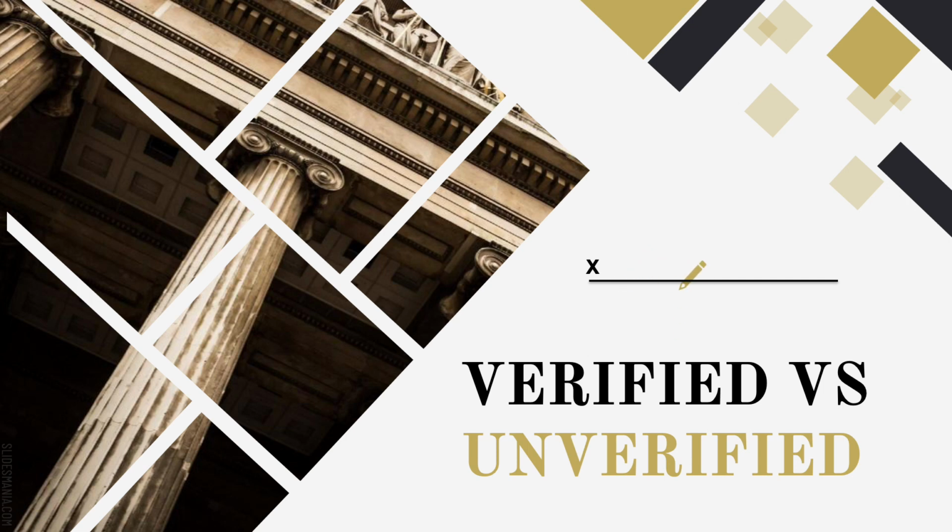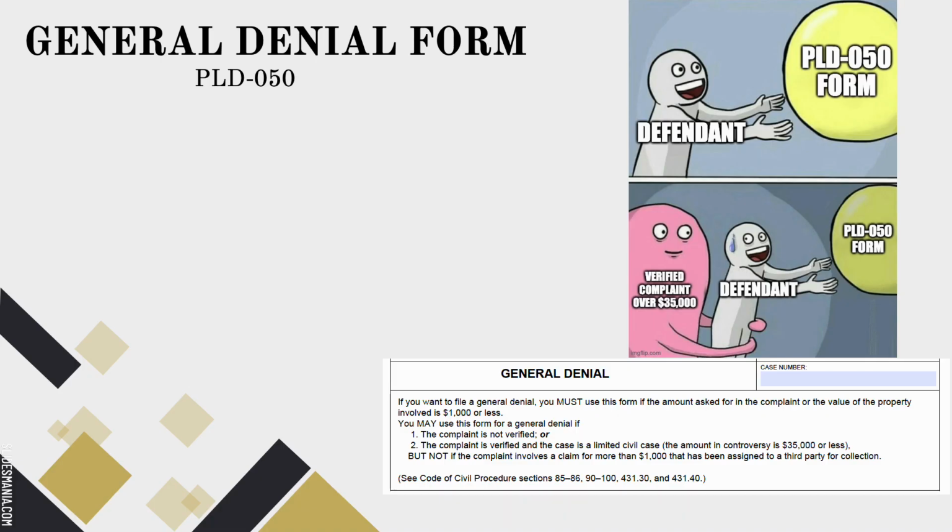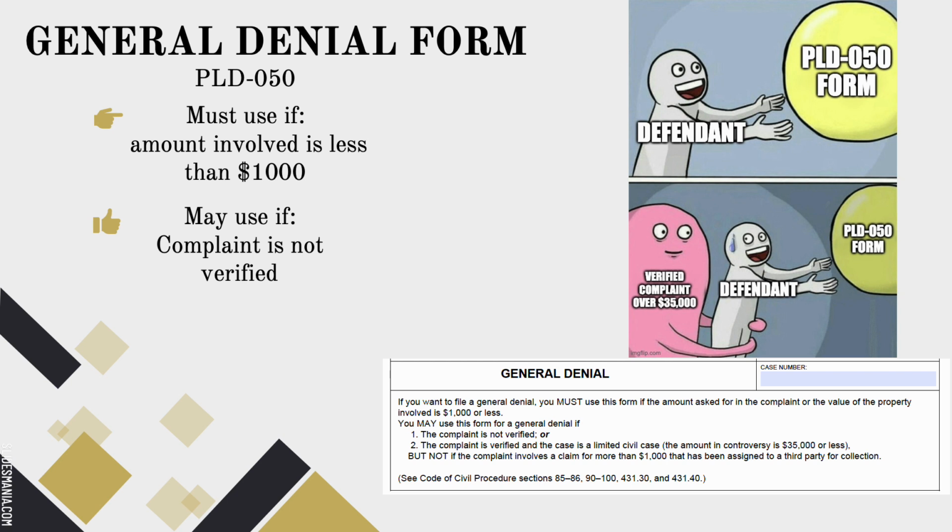Verification simply refers to whether a plaintiff has signed a declaration that their complaint is true under penalty of perjury. A form for general denial is available on the courts.ca.gov website and has instructions for rules on its use. It must be used if the amount involved in the case is less than $1,000. It may be used if the complaint is unverified, or if the complaint is verified but it is a limited civil case, less than $35,000.